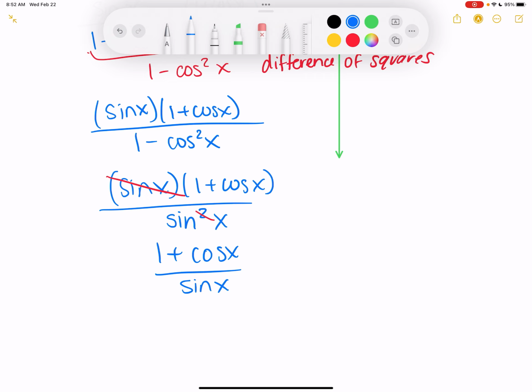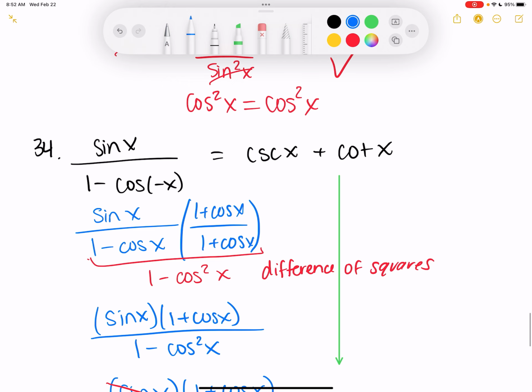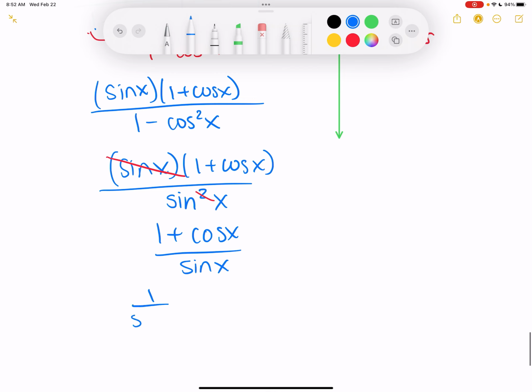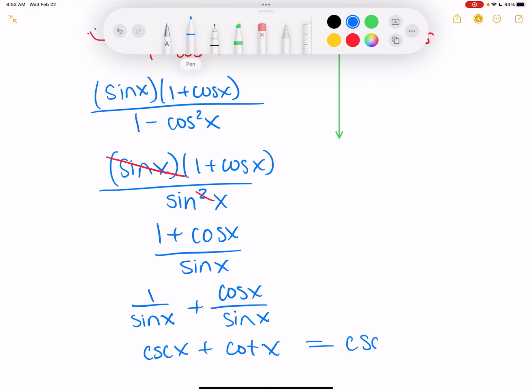So now I basically have a fraction with a common denominator, because don't forget my end result is supposed to be cosecant of x plus cotangent of x. So I'm going to split this to be 1 over sine of x plus cosine of x over sine of x, and I can do that because it had the same denominator. So then 1 over sine of x is cosecant of x, and cosine over sine is cotangent. And that's equal to what it asked for. So it was good.